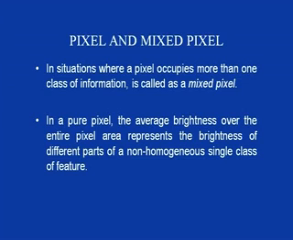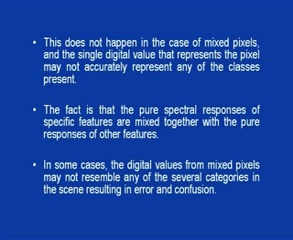In a pure pixel, the average brightness over the entire pixel area represents the brightness of different parts of a non-homogeneous single class of feature. This does not happen in the case of a mixed pixel, and the single digital value that represents the pixel may not accurately represent any of the classes present there.